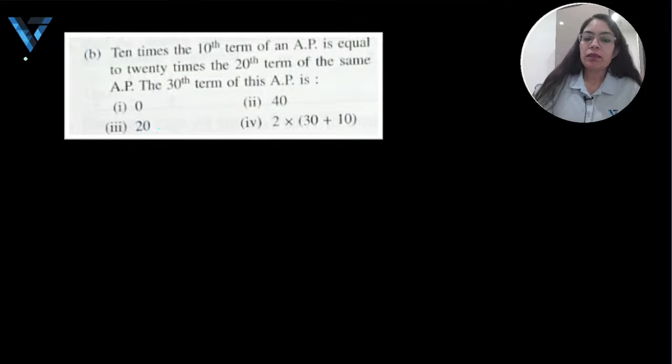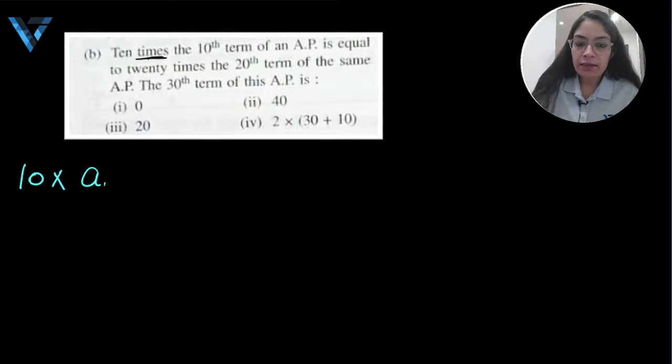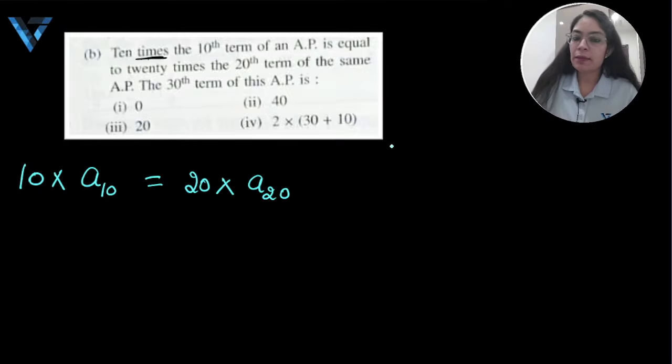So 10 times the 10th term. 10 times, so I can just write 10. Times means multiplication. The 10th term I can write as A10. 10 times the 10th term of an AP is equal to 20 times the 20th term, and 20 times means multiplication. The 20th term is A20. So 10 times the 10th term is equal to 20 times the 20th term of the same AP, and what we have to find is the 30th term, so A30 we have to find here.